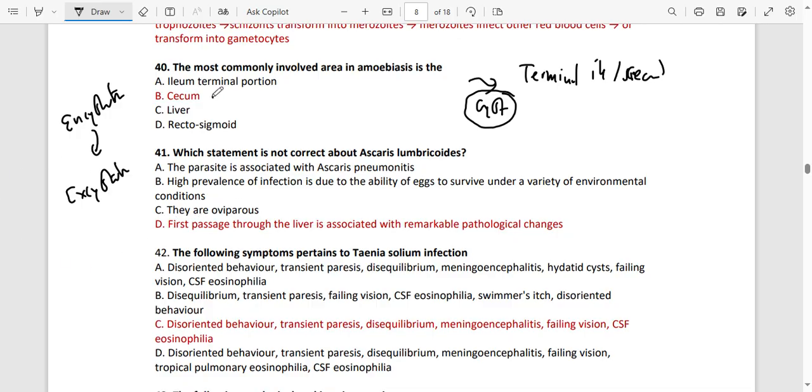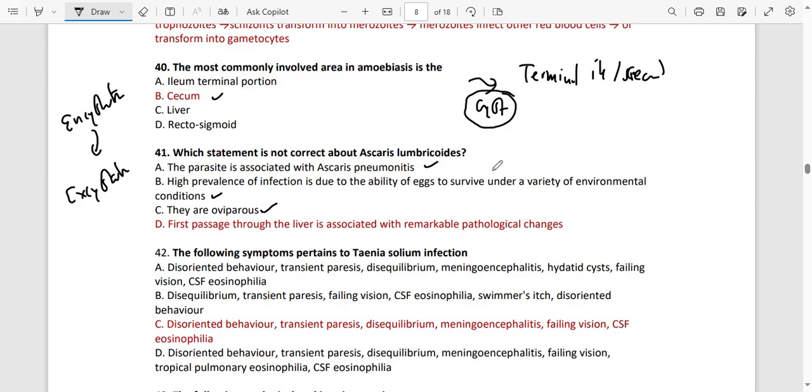Okay, so cecum there. Which statement is not correct about Ascaris lumbricoides? The parasite is associated with Ascaris pneumonitis. This is true, because it undergoes blood-lung migration, it can cause inflammation there. High prevalence of infection is due to the ability of eggs to survive under a variety of environmental conditions, and that is true. They are oviparous. Remember we said oviparous?